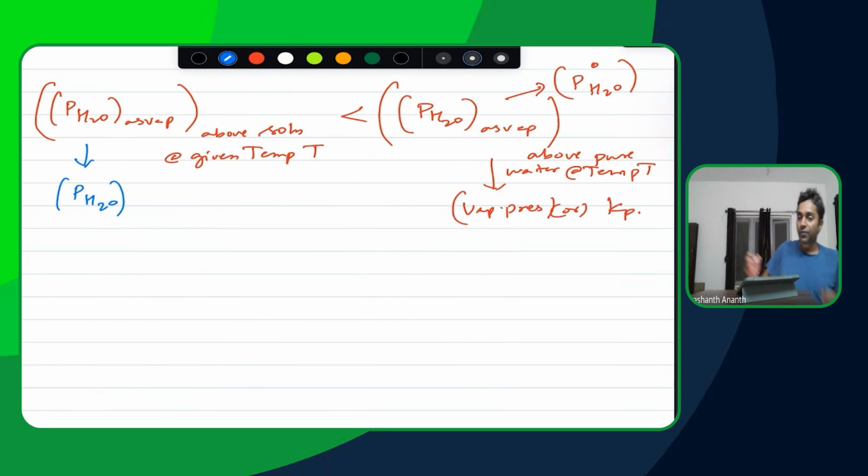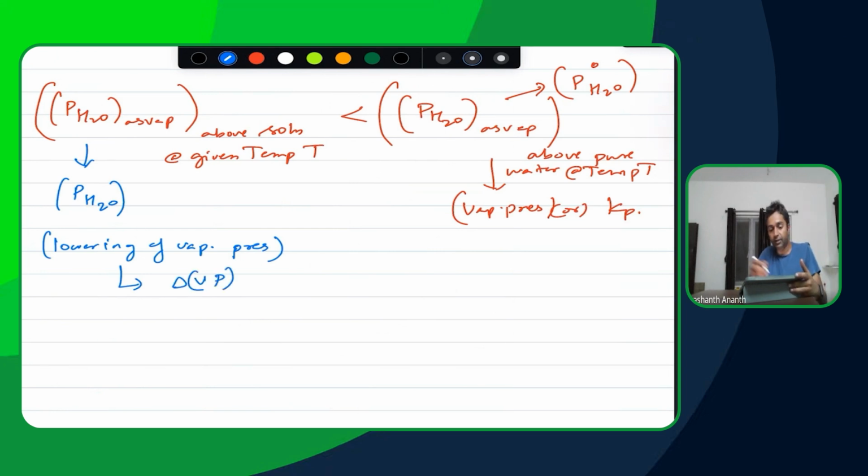Right. So what happens next is you're going to be now having one very interesting property here, which is called lowering of vapor pressure. What is this lowering of vapor pressure? This lowering here of vapor pressure can be written as the difference in the vapor pressure between these two.